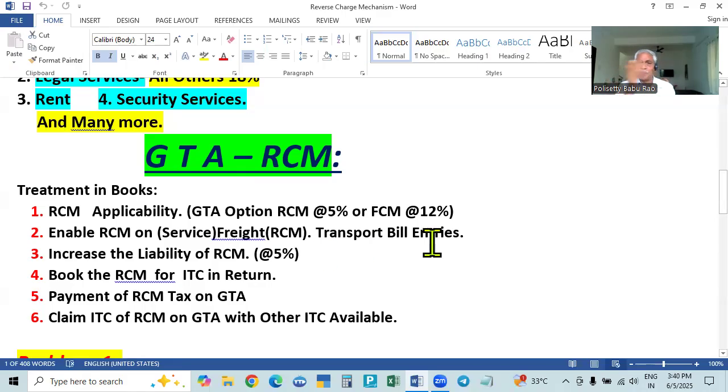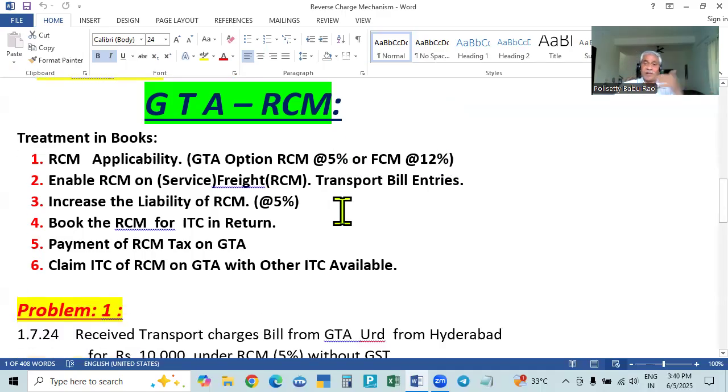And all the transport bills we will enter, whether registered or unregistered. For RCM, we will enter the RCM entries, and if forward charge mechanism 12%, we will make the entries. For this 12%, we make the calculation. We show the tax. For 5%, no tax will be shown. Like that, the whole month is completed.